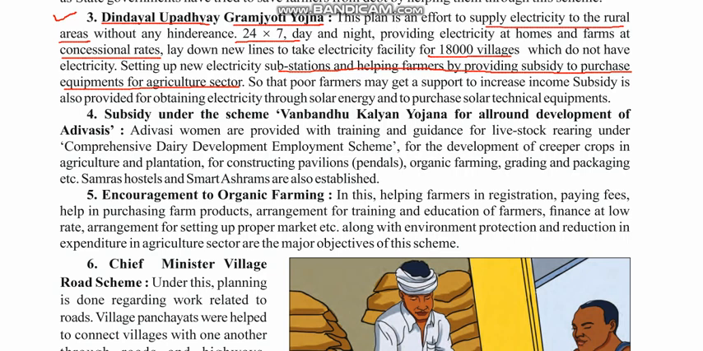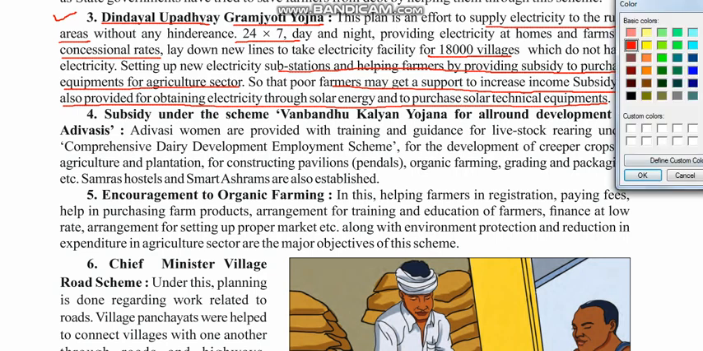It is also setting up new substations, and they are helping farmers purchase equipment related to the agriculture sector, so that poor farmers may get support through the subsidy, which is also provided to obtain solar electricity. The government is also emphasizing a lot on solar energy, and they are giving a very high subsidy on the setup of solar energy even at home.